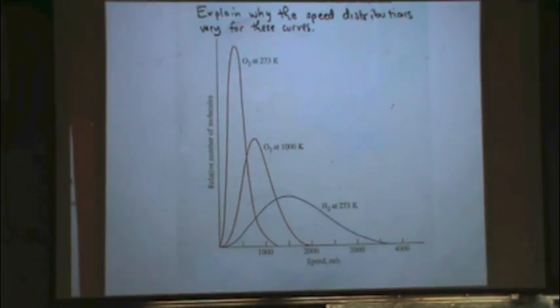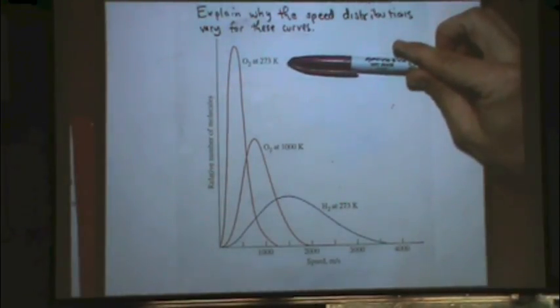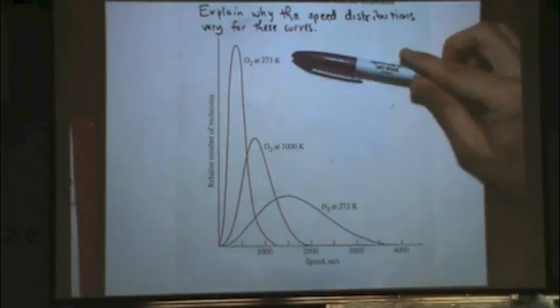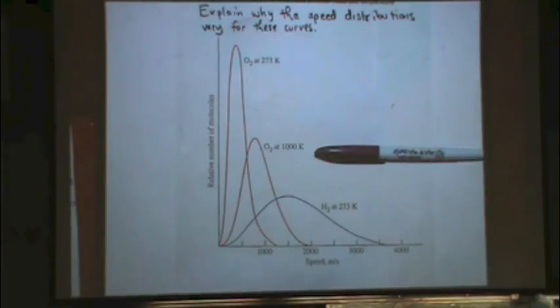Okay, so first of all, if you look at the two oxygen curves, there's one here, and there's one here. Those are the two oxygen curves. Okay. Why is the second oxygen curve, the one where my pen is right now, shifted to the right? How do you explain that one?